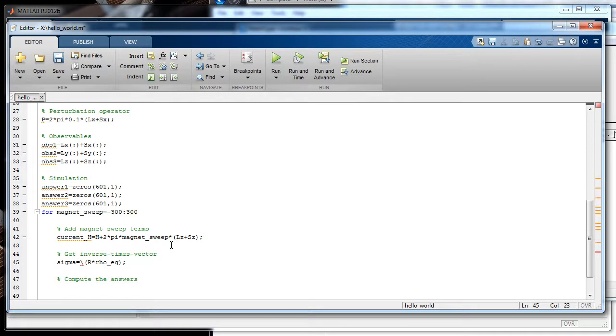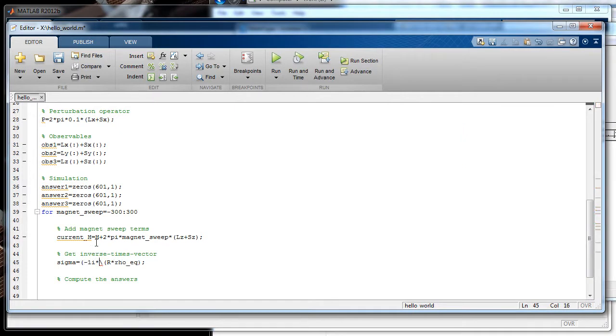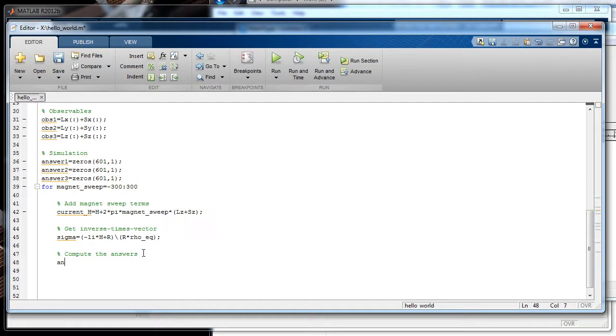Notice that I could have pre-computed it out of the loop. It would have been important if we had a very big calculation, but here I think I'll just get away without doing that. And on this side we've got minus iH plus R, so minus 1i times H plus R, and that is our sigma computed with backslash. And then answer 1 element. Note that MATLAB does not allow negative indexing, so I'll have to add magnet sweep plus 301 to get it basically into positive numbers. We'll clean it up in a little bit of time, it's good enough for now. And that would just be observable 1 conjugate transpose times sigma.